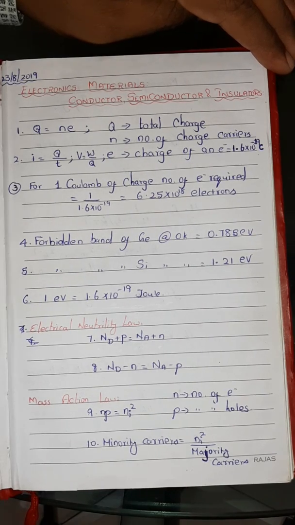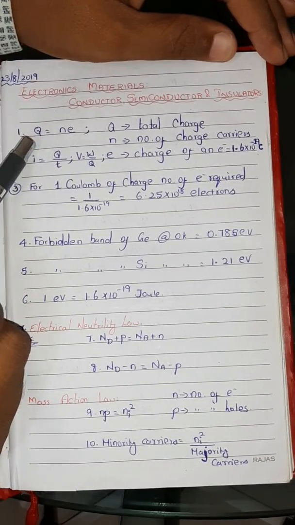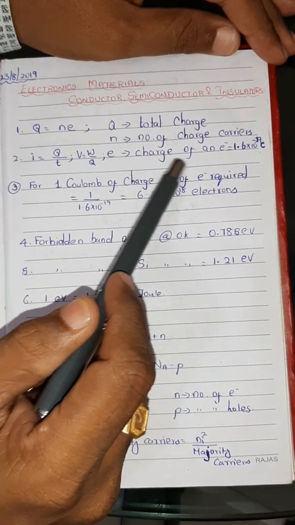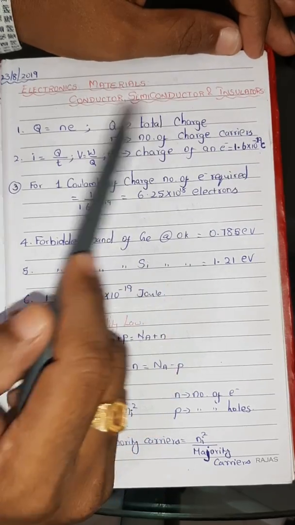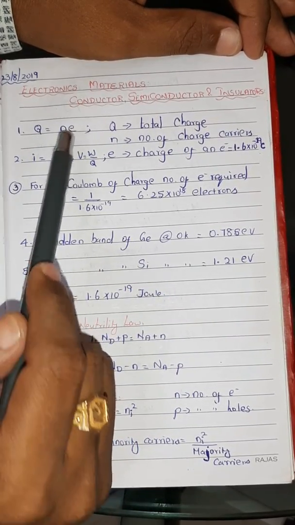Now let us go for further discussion. Number 1, Q is equal to NE, where Q is total charge, N is number of charge carriers, E is charge of an electron, that is equal to 1.6 into 10 power minus 19 coulomb. So total charge is the product of number of charge carriers and charge of a single electron.